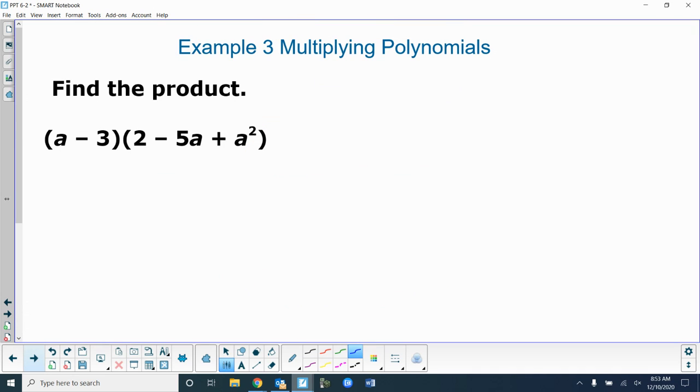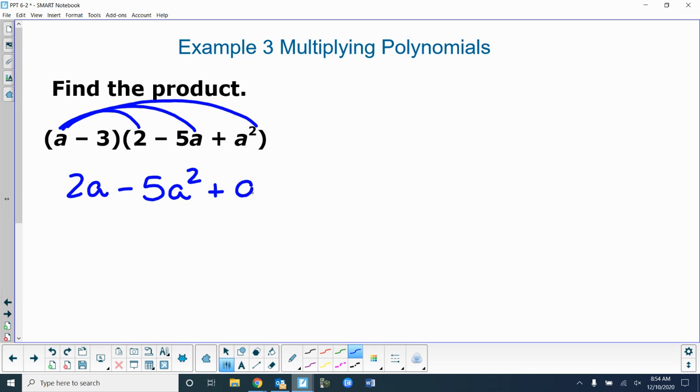All right. So, Grace, talk me through this one, please. What is the 2a and then 5 or minus 5 and then a squared. Good. And then plus a to the third. Good. And then negative 6 and plus 15 and then negative 3a.